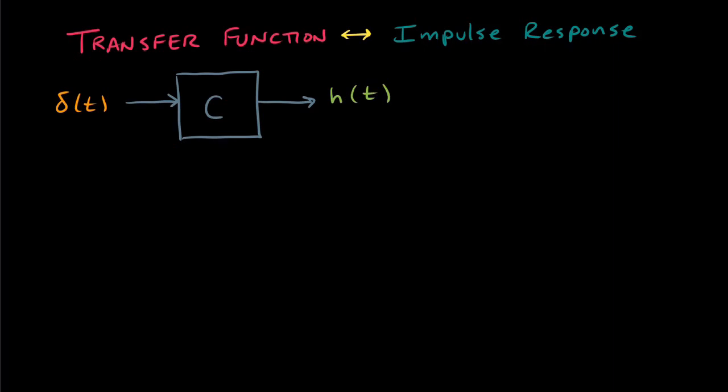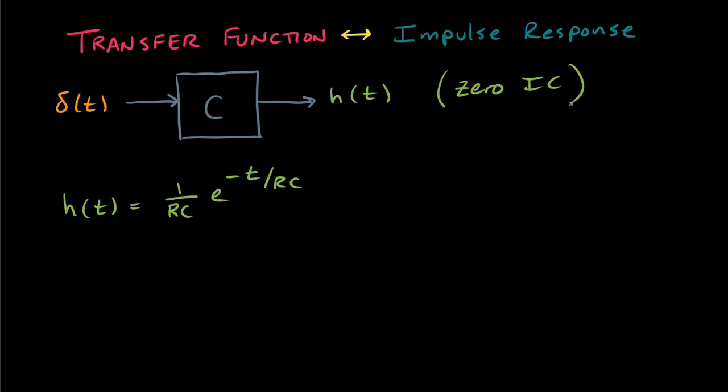I can call it y of t if I want, but I'm going to call it h of t for a specific reason. Now, if you remember, when I put in the delta, the unit impulse, then h of t, the output for my RC low-pass filter, looked something like 1 over RC e to the minus t over RC. So that was the response of the circuit to an impulse where I had no initial conditions, right? So I'll even put over here 0 IC, zero initial condition.